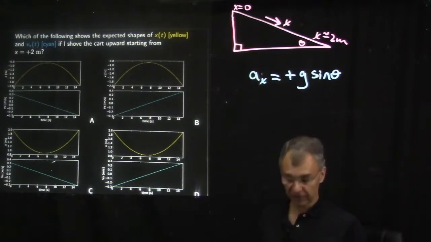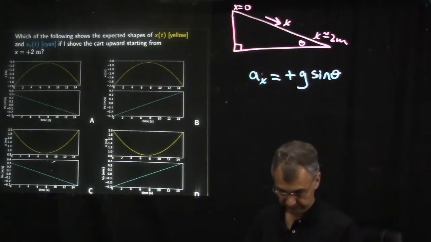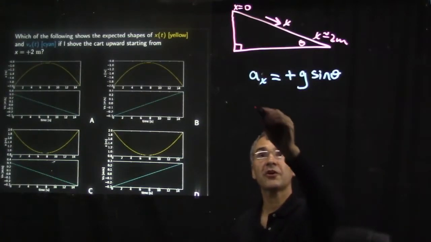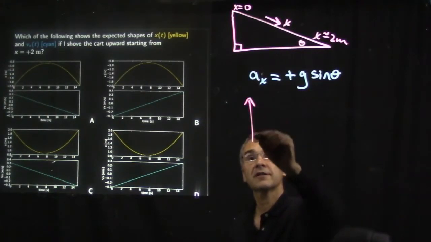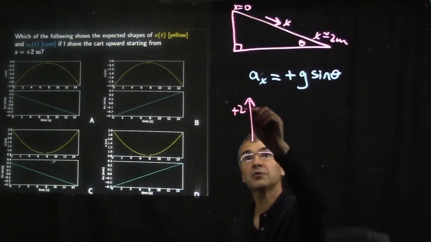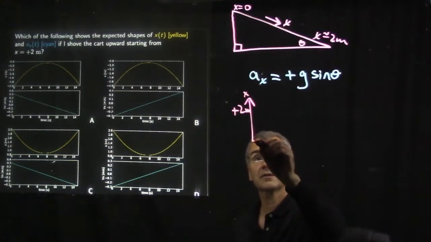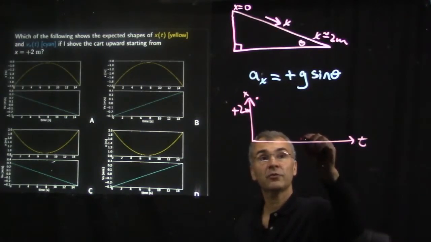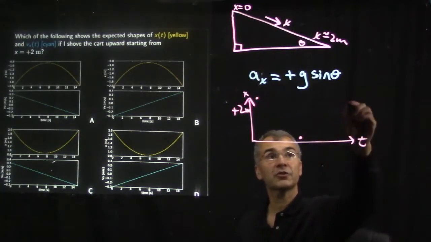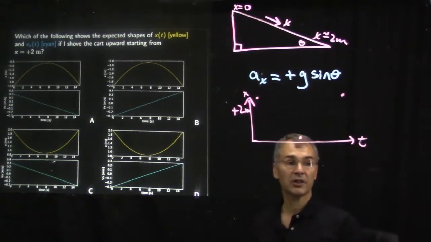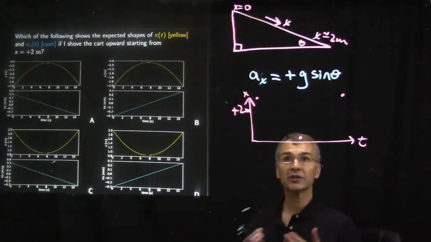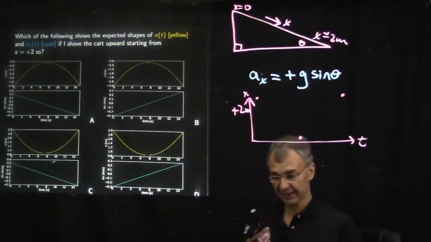So x should go from, I think, x should start out around plus 2 meters. And it should find its way down close to x equals 0, and then it should find its way back up close to x equals 2 meters. And then, well, what should it look like? Let's think about that in a minute.